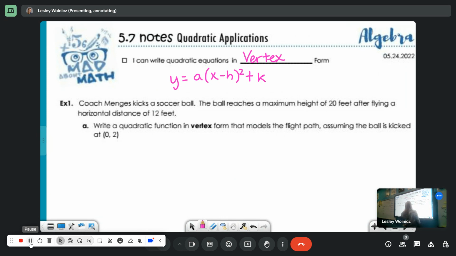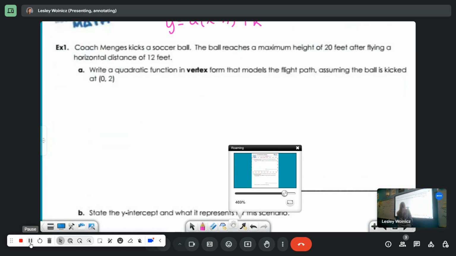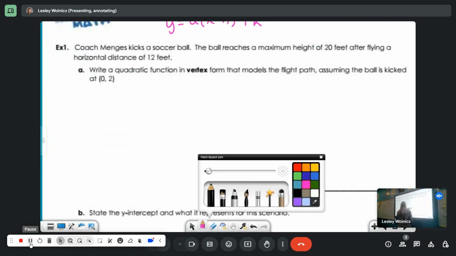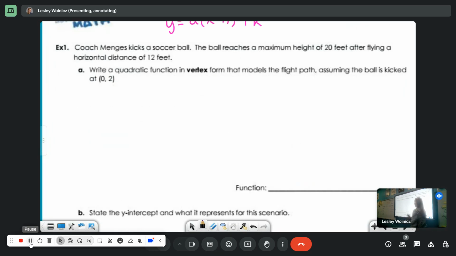Okay, so we're going to start out with these word problems that we already know how to draw pictures for. We already did this on the very first day, and we've been practicing it ever since. Coach Minges is kicking a soccer ball. The ball reaches a maximum height of 20 feet after flying a horizontal distance of 12 feet. Write a quadratic function in vertex form to model the flight path, assuming that the ball is kicked at 0, 2.